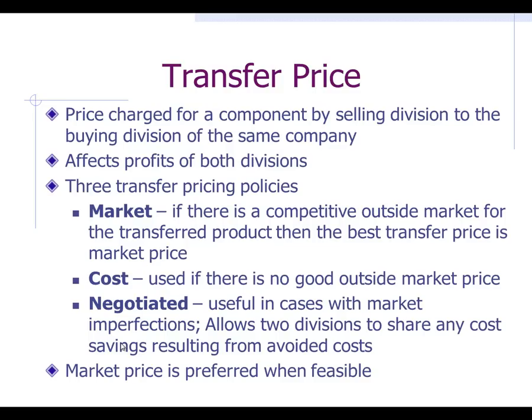This approach is particularly useful in cases with market imperfection, such as the ability of an in-house division to avoid selling and distribution costs that the external market participants would have to incur. So basically, if you use a negotiated price, it's going to be somewhere between fair market value, or market, and cost. Okay, so it would typically be somewhere between market and cost. So the negotiated price could be okay. But again, the market price is preferable if it works. If there is a good outside market, then that's the best price that you would want to use.